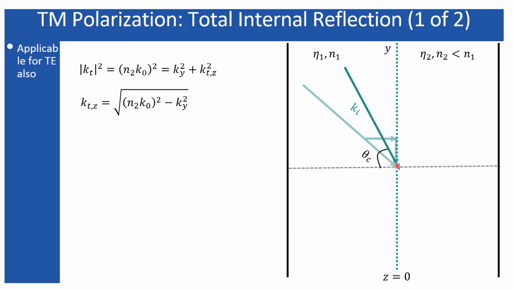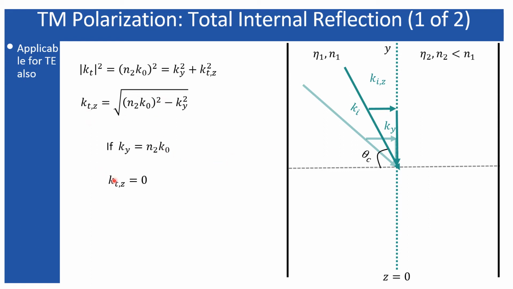Now, a larger angle means the y component gets larger in comparison to the previous one. So if the y component gets larger to that extent that it equals n2 times k naught. What is n2 times k naught? N2 times k naught is the magnitude of the wave vector in the medium 2, that is the transmitted wave vector. So if the y component gets equal to this, what will happen? This is the y component, this is the z component, and this y component gets equal to this one.